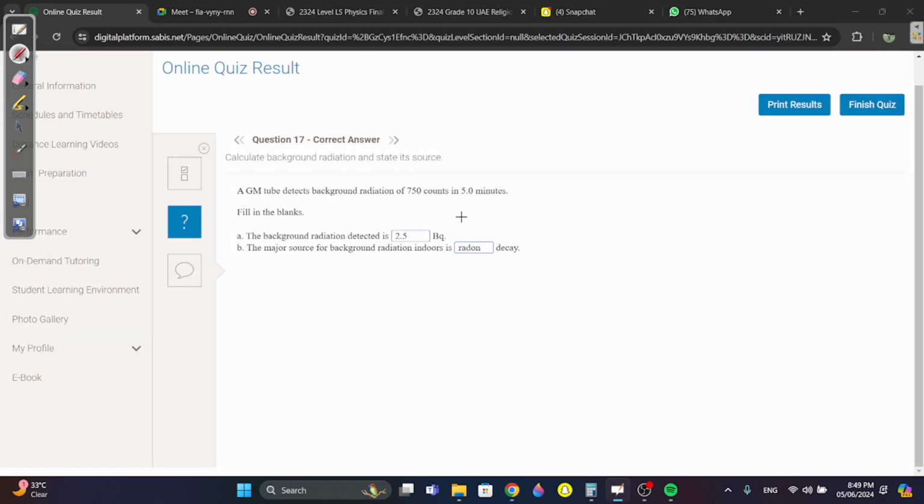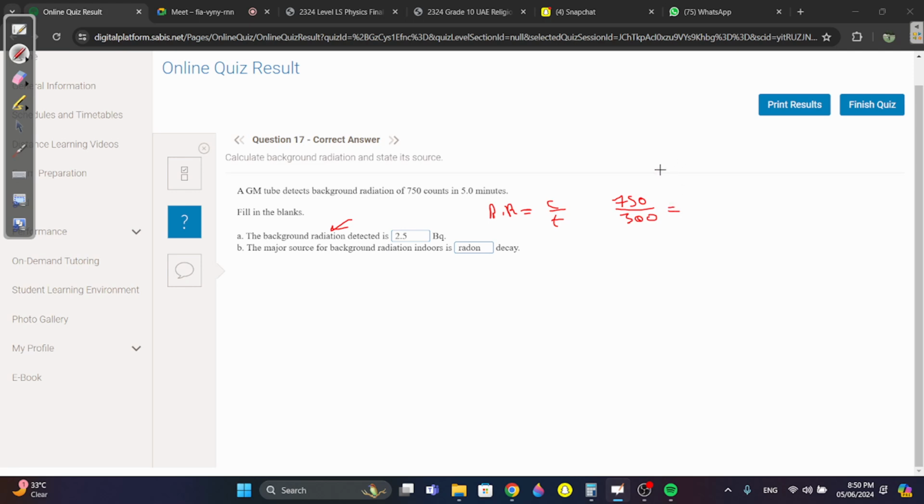Question 17. A GM tube detects background radiation, 750 counts per minute. What is the background radiation? To find background radiation, called BR, it's equal to counts divided by time. Time has to be in seconds. 750 divided by the time, 5 minutes in seconds is 300 seconds.